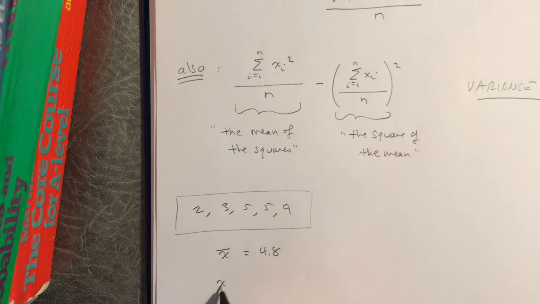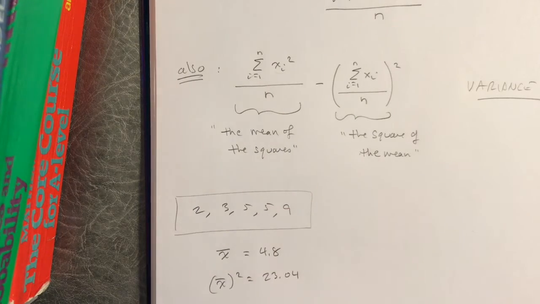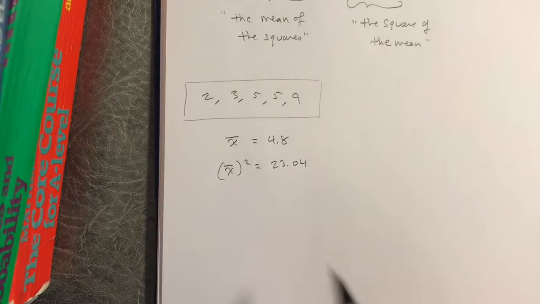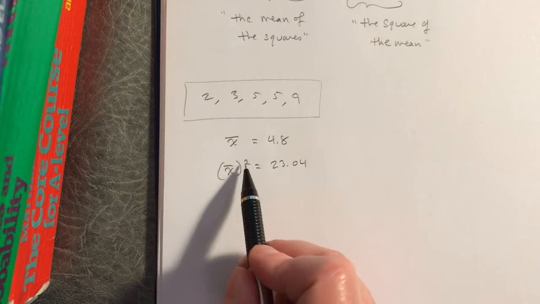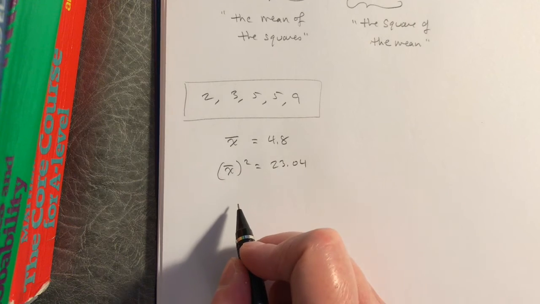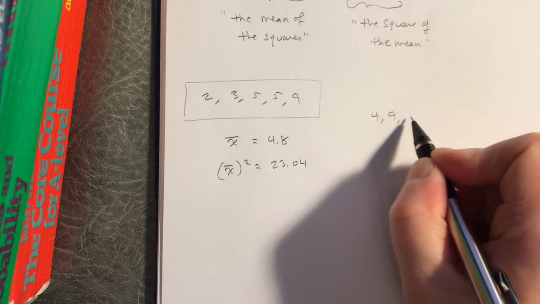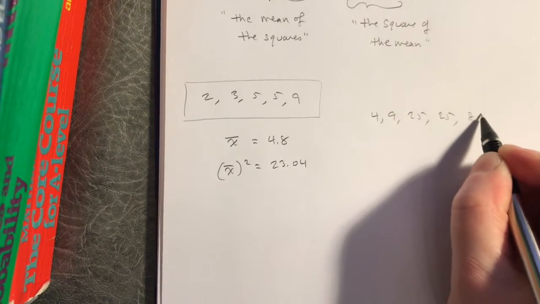And if I take the square of that number, and I don't care about doing it in your head or by hand, you'll get 23.04. But I also need to look at squaring all the numbers and adding that up and dividing by 5. So once I found x bar and x bar squared, the square of the mean, then I'm going to write out my data points again, but with each number squared. So that's going to be 4, 9, 25, 25, 81.